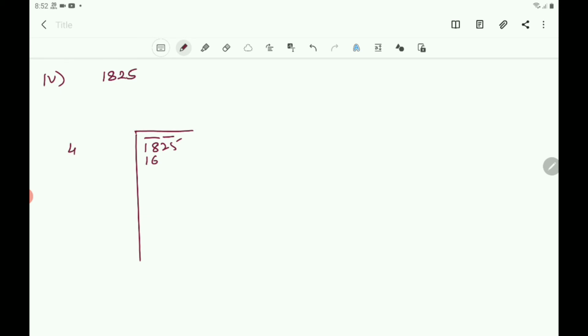Then you take 4, 4 4s are 16, 18 minus 16 is 2. Then you take the next number 25. Here you double it, or add 4, then it is 8. Then here we have to take the digit in front of it to get the nearest number to 225. So here 22 is there, means 8 3s are 24, it becomes more. So you take 8 2s are 16.